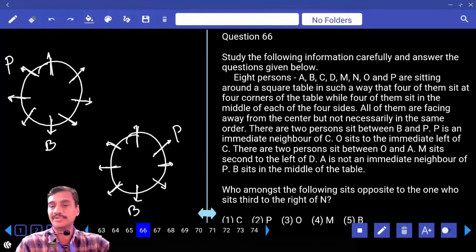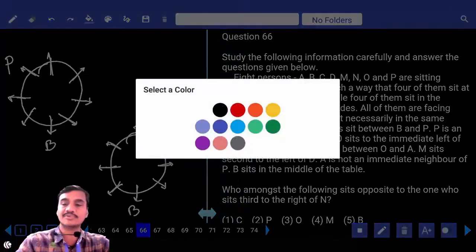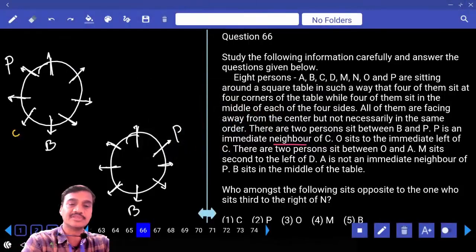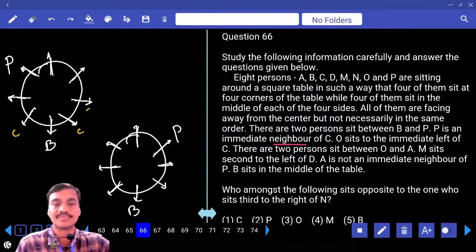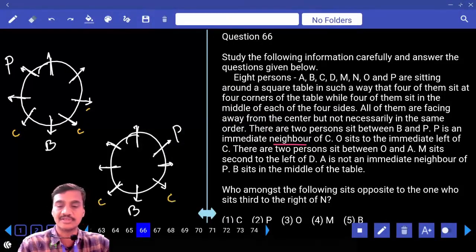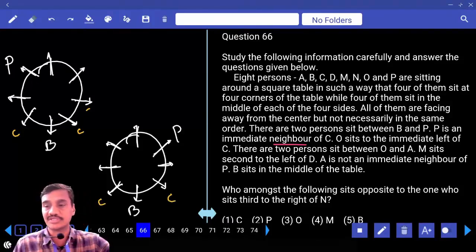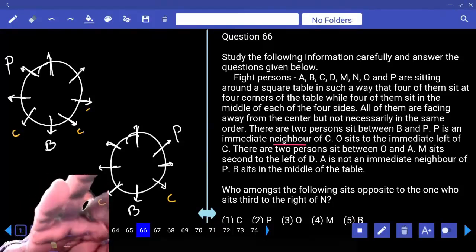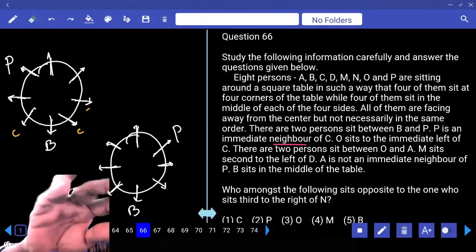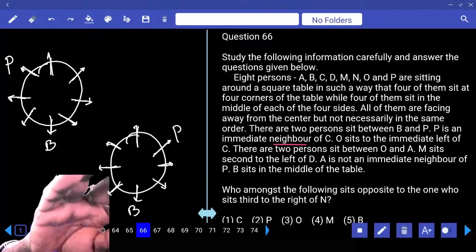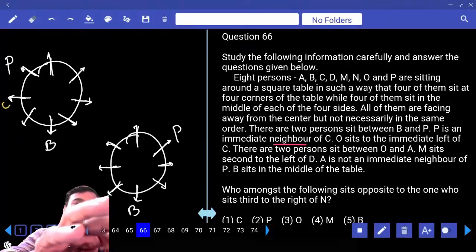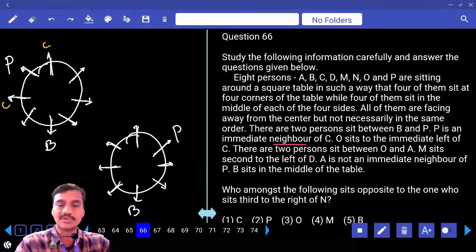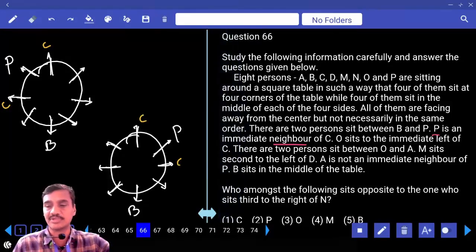And P is an immediate neighbor of C. As P is an immediate neighbor of C, tell me how many possibilities we have. C can be either here or here, there are 2 possibilities. And here also C can be here or here, 2 possibilities. P and C must be adjacent to each other. C can be here or C can be here, and similarly here also C can be here or C can be here.